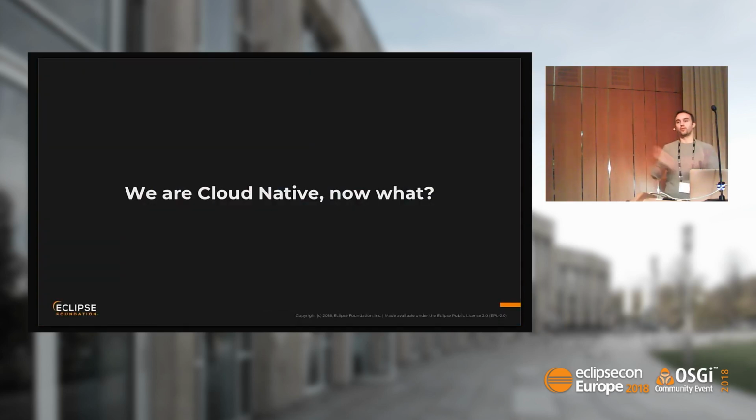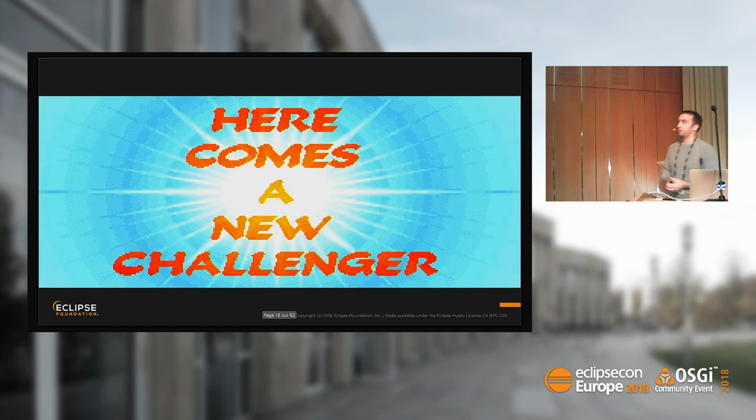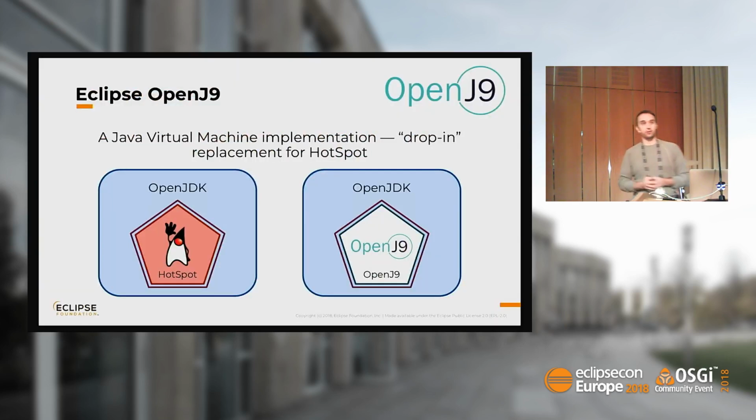So we are cloud native. We know how to run Java properly and be nice with your containers. Now what? We want to run faster and have a smaller footprint and be more secure. That's where comes a new challenger in the game, and the new challenger is Eclipse OpenJ9.